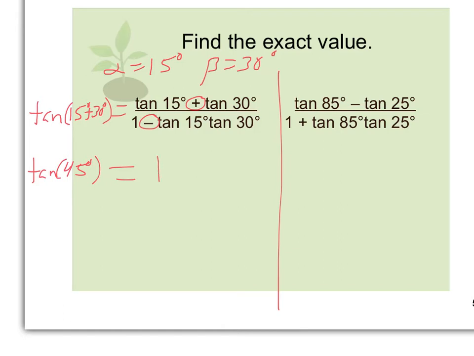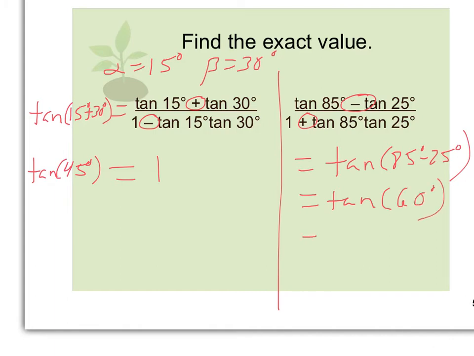Okay, so these problems are really working on identifying which is which. Okay, this is the exact opposite. So this is really the tangent of 85 degrees minus 25. Notice this is different because on the top I have the subtraction sign and on the bottom I have the addition. That's what tells me that's the tangent difference formula as opposed to the sum. That's the tangent of 60. Well, that's the square root of 3.